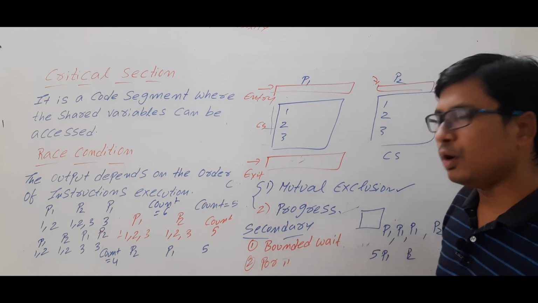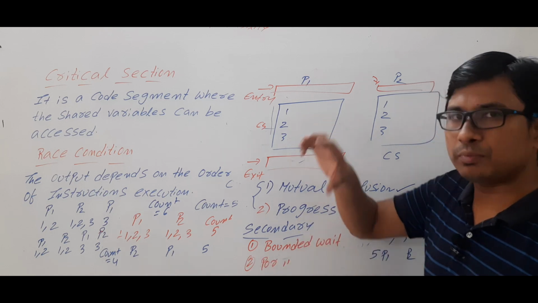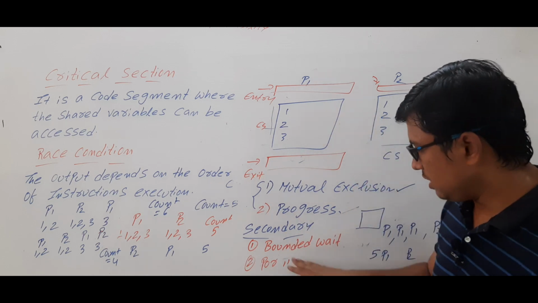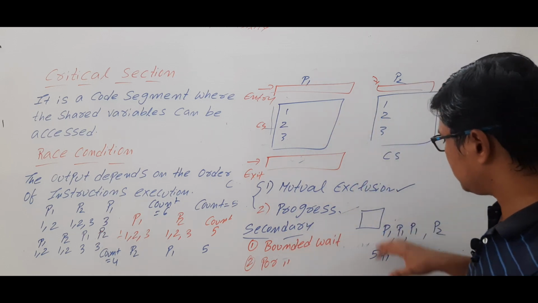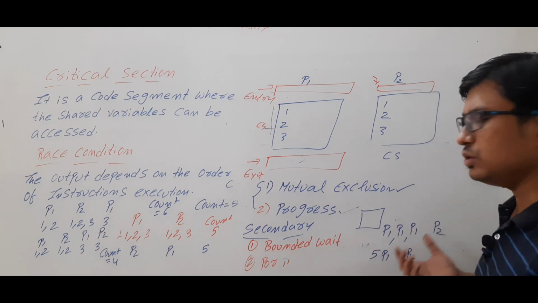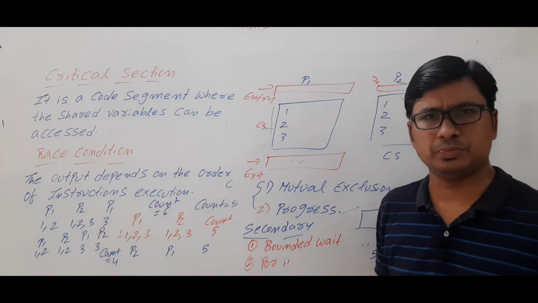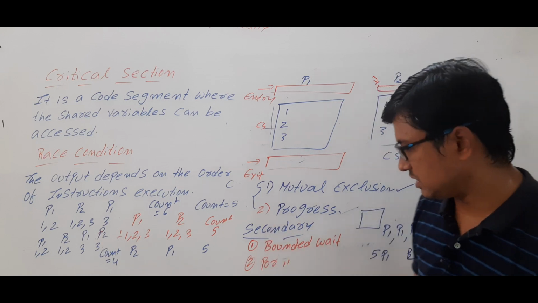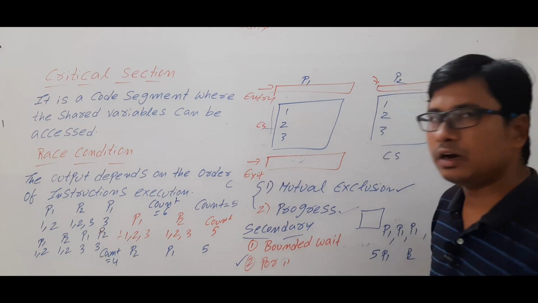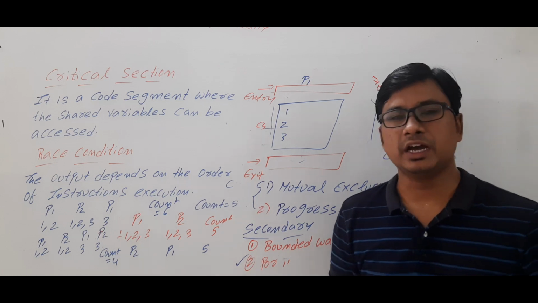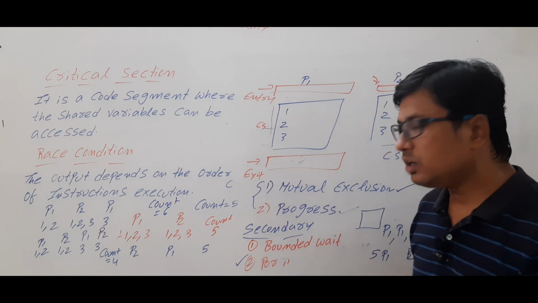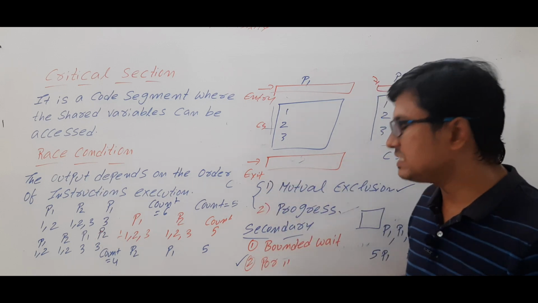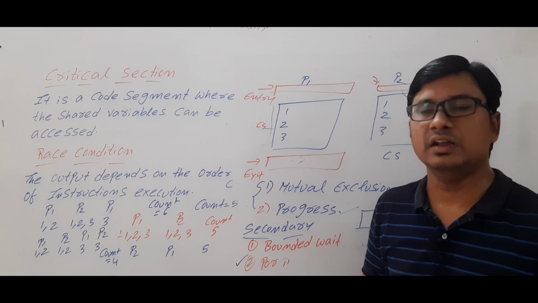So you have bounded waiting. Each process should wait for a bounded amount of time to enter the critical section. So when process P1 has entered the critical section 3 times, you should allow at least once process P2. Is it clear? This is the secondary requirement of any process synchronization. Then portability: whatever process synchronization mechanism you have designed, it should not be restricted to only one operating system or one hardware. It should be a generalized solution. Is it clear? Are you able to understand?